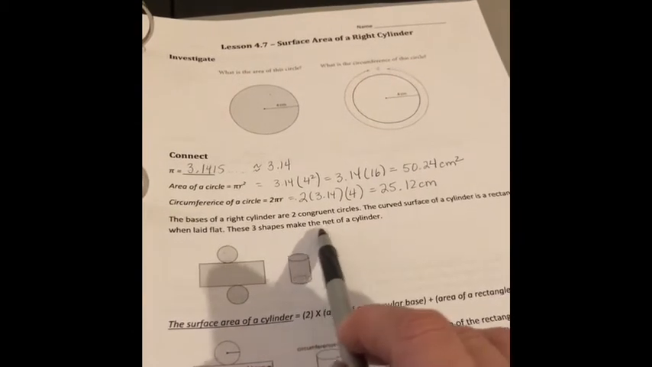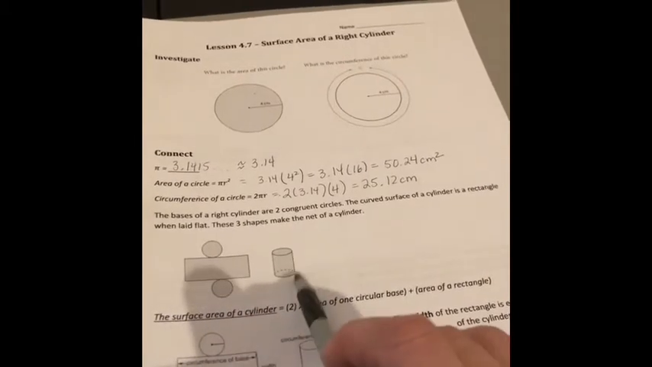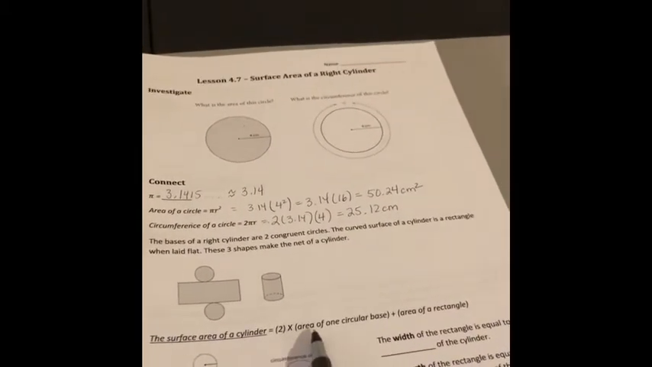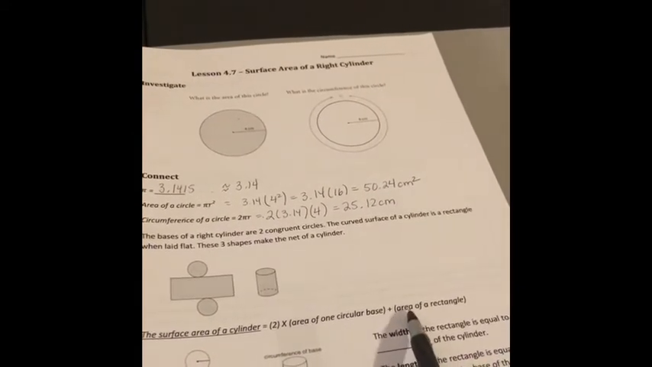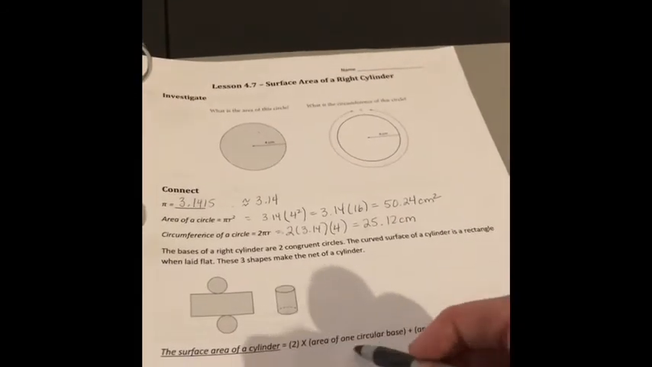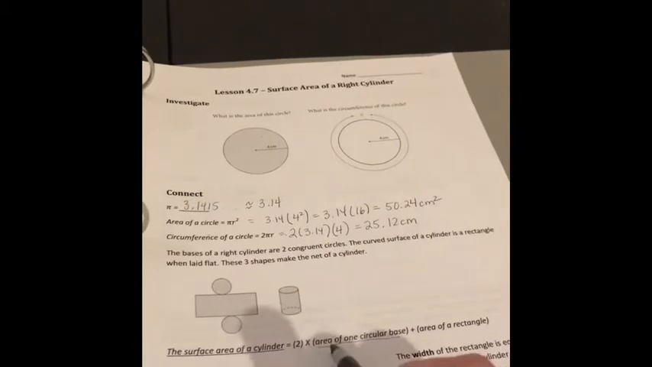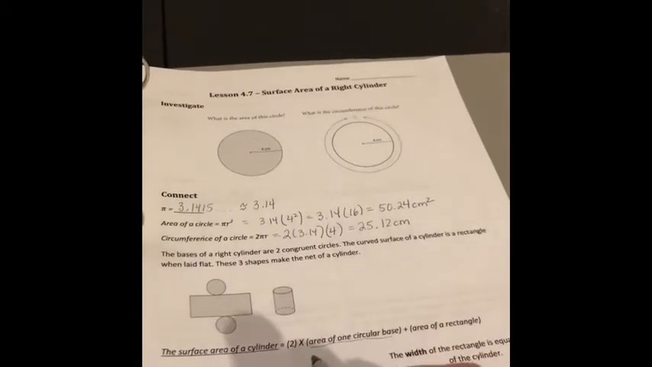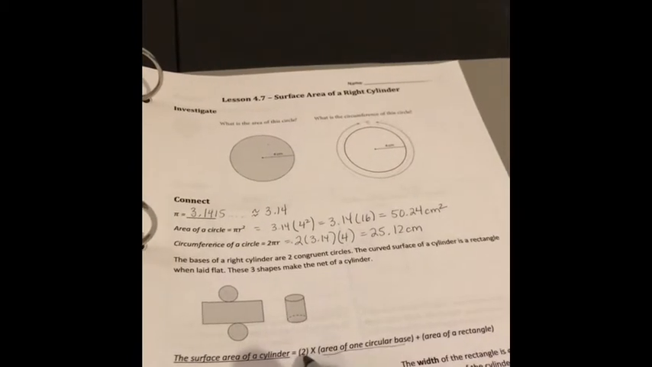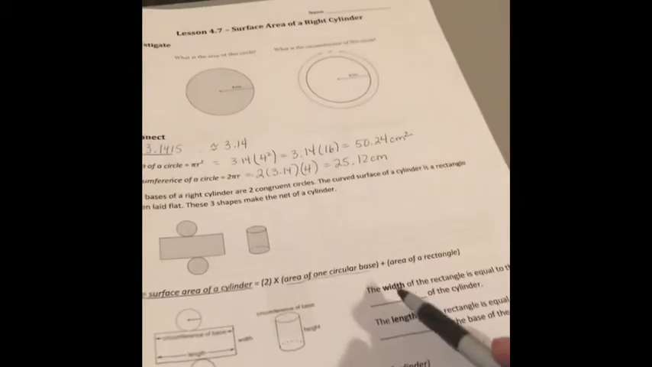These three shapes make the net of a cylinder. So this is the net, this is the cylinder. Surface area of a cylinder is 2 times the area of one circular base plus the area of the rectangle. So we have to multiply by 2 because they're 2 equal circles. So we have to find the area of one circular base and multiply that by 2 and then add the area of the rectangle there.